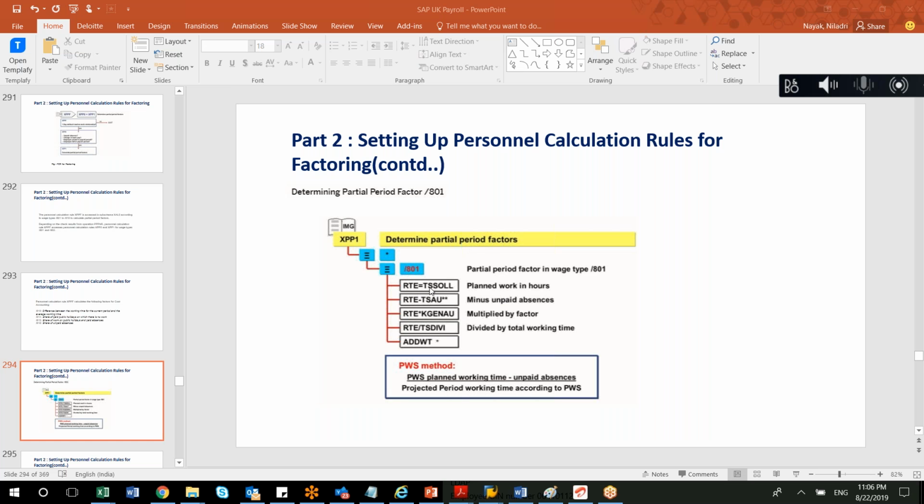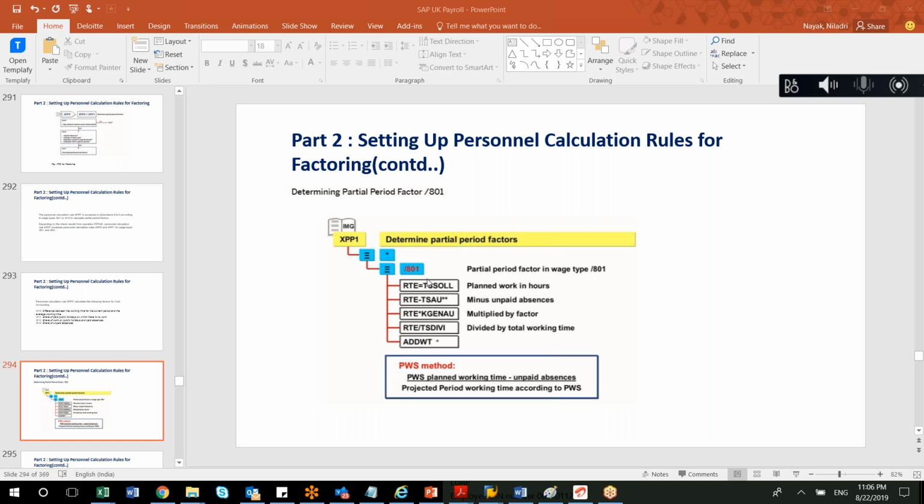Here you can see first we have defined the planned working in hours, and that is equal to RTE. In the second step, whatever the planned working in hours, we have done the minus. It is a kind of algorithm, you can say. Whatever you defined in the first step goes to the next step, that is RTE minus unpaid absence. Unpaid absences means TSAU star double star.